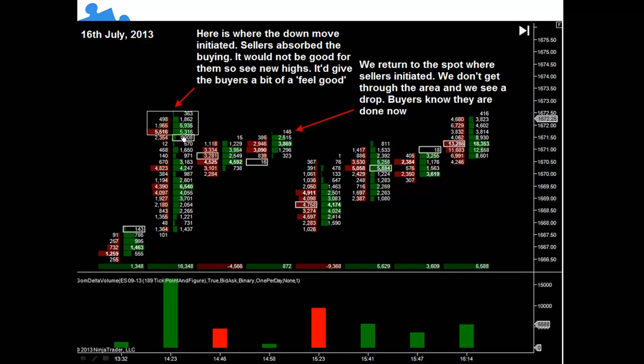We've got 5,000 on each side. We move back up there, and just 146 contracts trade. Nobody wants to buy into that price. And then we start to move down. And it's when we've got to just about here that we then see the stops start to fire.